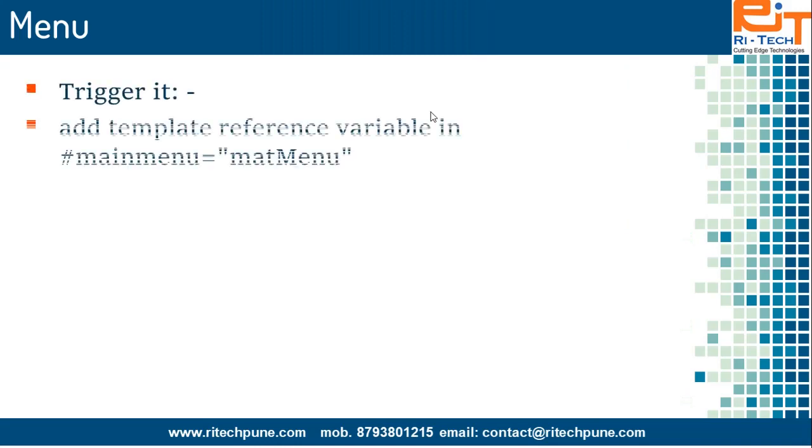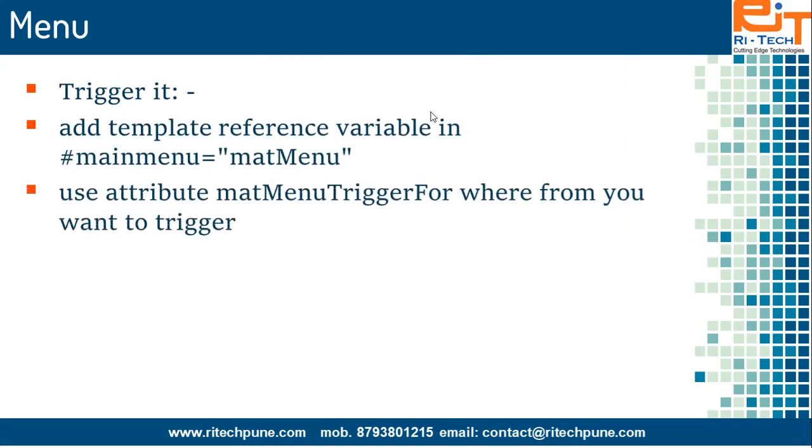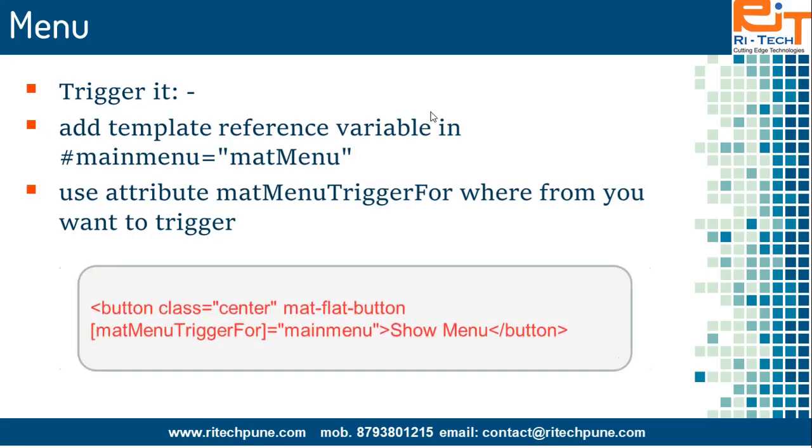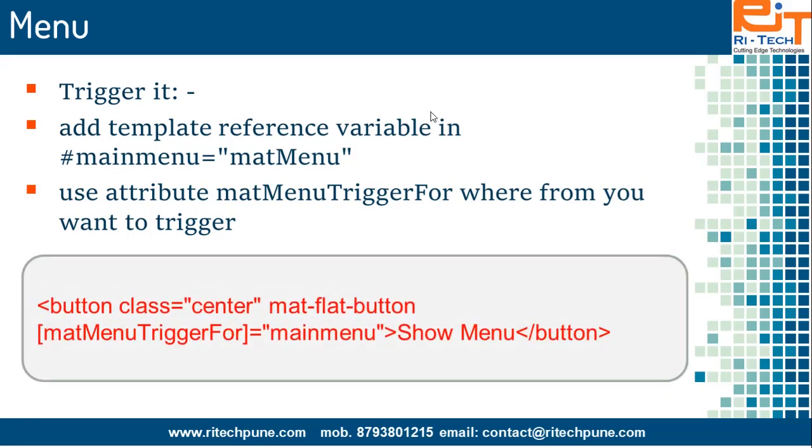Now you can also create a submenu. To create the trigger, we need to add the template reference variable in the mat-menu, and we need to assign the mat-menu directive to that template reference variable, and then we can use the attribute matMenuTriggerFor, and we assign the template reference variable to this directive, then it will show that menu there.